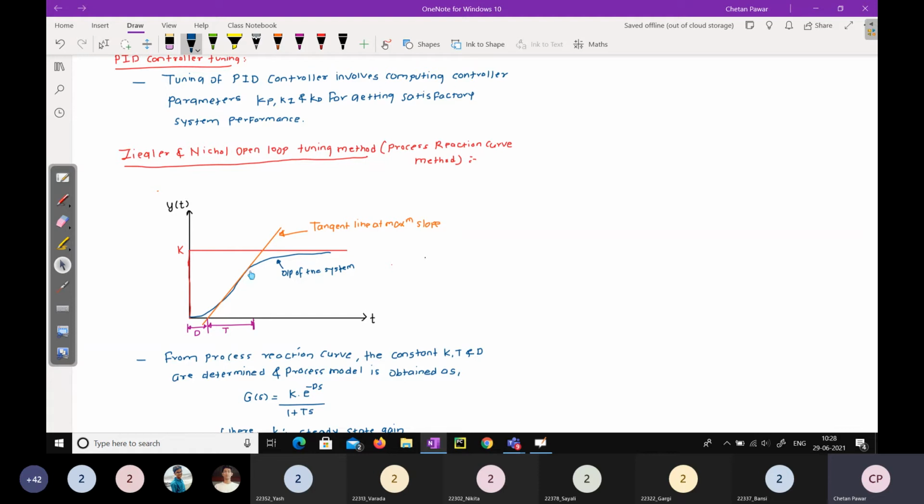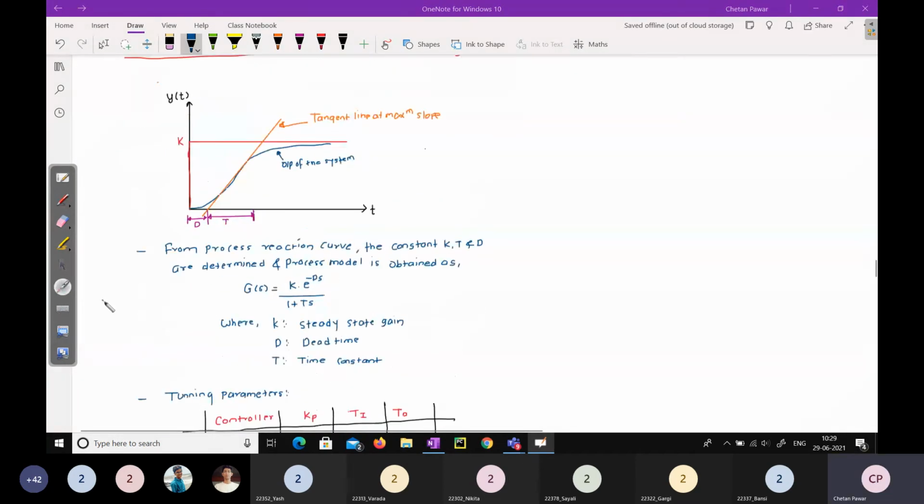Now, after getting this response curve, we draw a tangent line at the maximum slope. Whenever this line intersects the time axis, that time is D. So what is D? D is the dead time, because we are not getting any response up to this point. And after that, T is the time constant of the system.